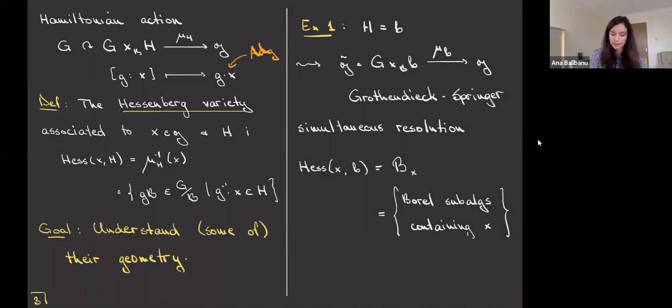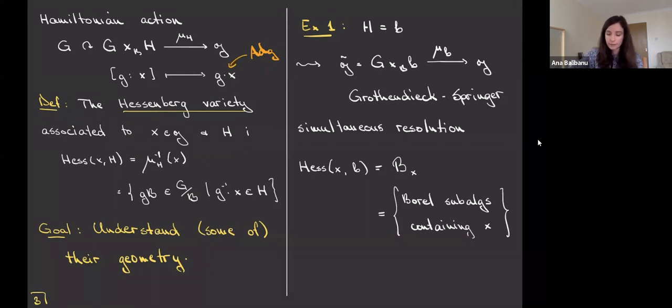So explicitly, I can say that they are cosets gB, where when I apply g inverse to X, I land in the Hessenberg space H. And the extremely broad goal is to understand their geometry. But like I said, this is extremely broad, and their geometry can be very complicated and mysterious. Okay, so the first example, the simplest example, is where H is just equal to the Borel.